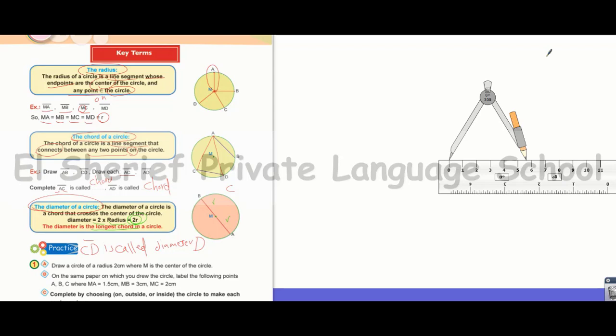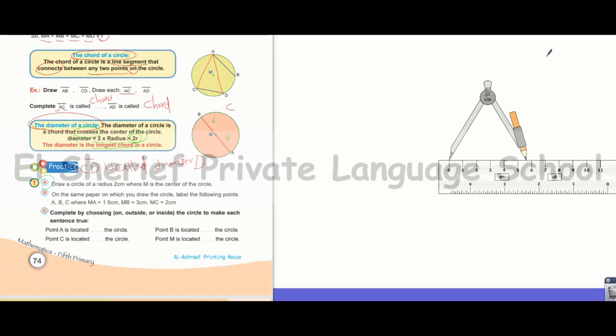So we have the radius. The radius joins the center and a point on the circle. The chord joins 2 points on the circle. The diameter is a chord, joining 2 points on the circle, but it must cross the center. And the diameter equals 2 times the radius, equals 2R.